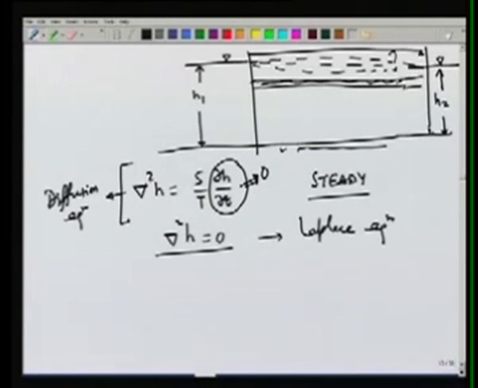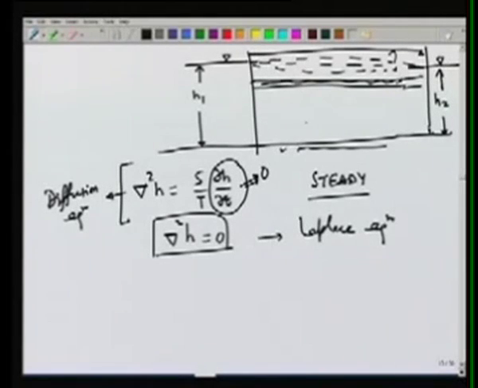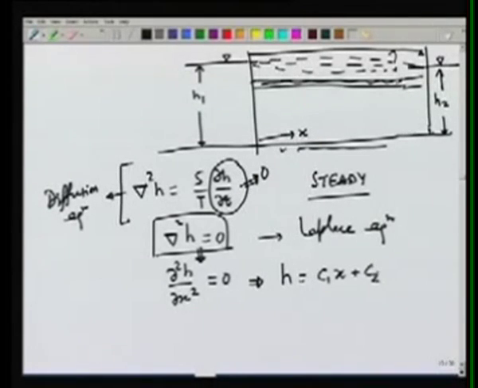This equation has a form similar to the heat diffusion equation, therefore this is also called the diffusion equation. Now let's say that this is a steady state flow condition, and let's also assume that this is a one-dimensional flow. So the flow is taking place only in x direction. Since the head is not changing in other directions, this equation simplifies to del 2h by del x square equal to 0, the solution of which is h equal to C1x plus C2.